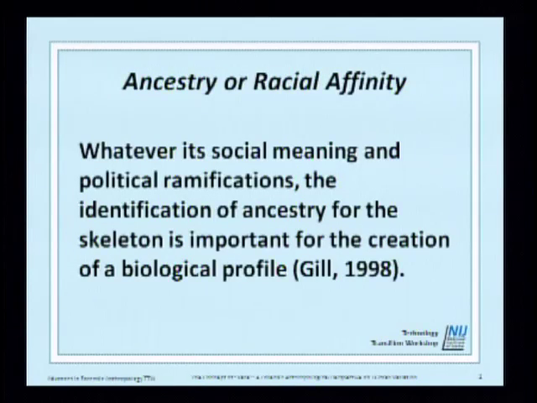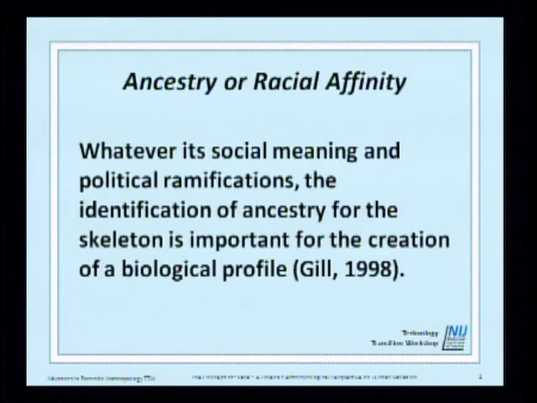So the importance, for our biological profile, is the determination of ancestry, or as we used to call it, racial affinity. And if you look at it from a pragmatic perspective and from an identification perspective, if we don't know the ancestral origin of an individual, it makes it very difficult to get a full biological profile, and also narrow down your unidentified, and to be able to get ultimately an identification.